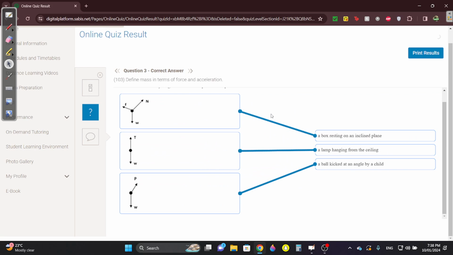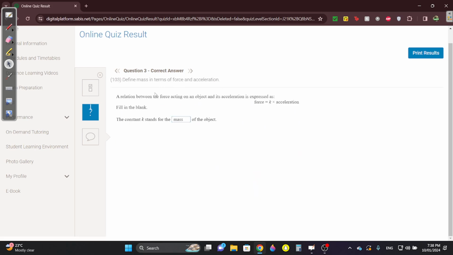Question 3. Force equals something times acceleration, mass, of course, because we're going to use this formula now. F equals ma, mass. It's an easy question.